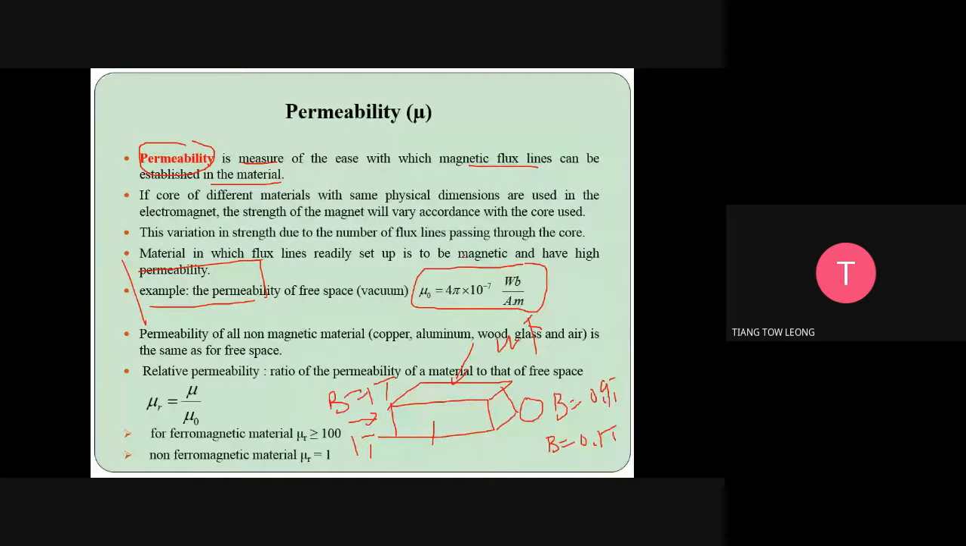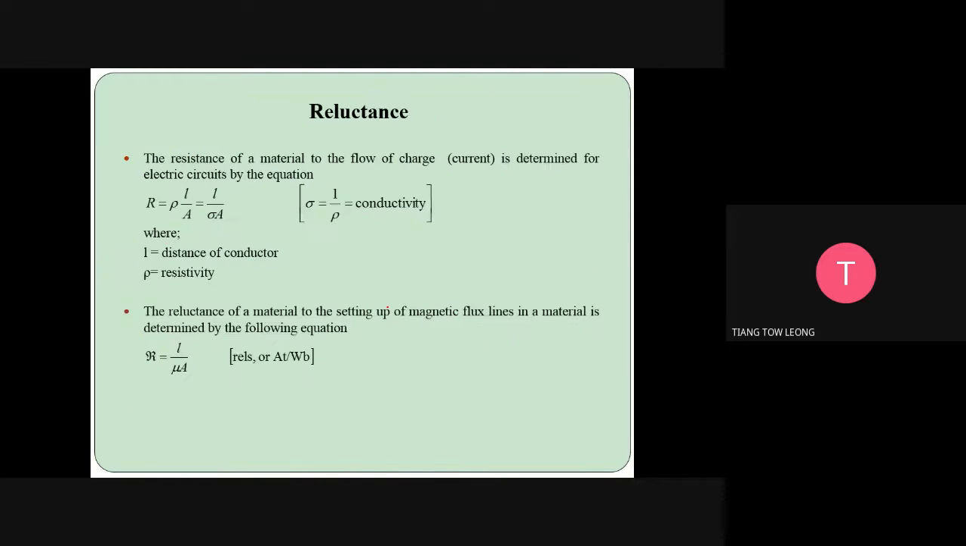Okay. The exam will not give you 4 pi 10 to the power minus 7. And then this one you need to remember: usually for non-ferromagnetic material, the relative permeability is only one. For example, wood, glass. Okay. Yeah, we already talked about this one. Yes, reluctance.